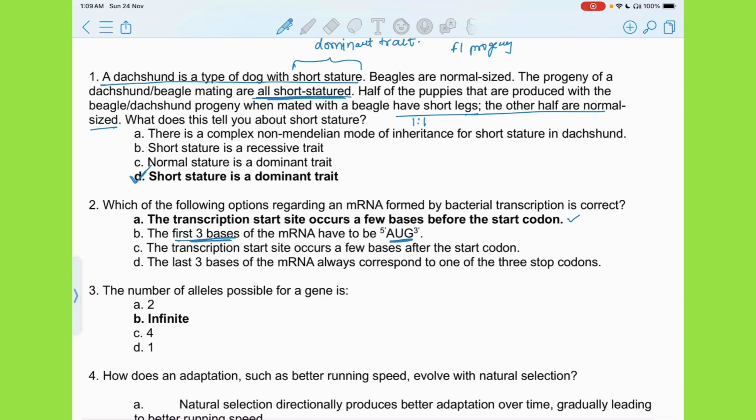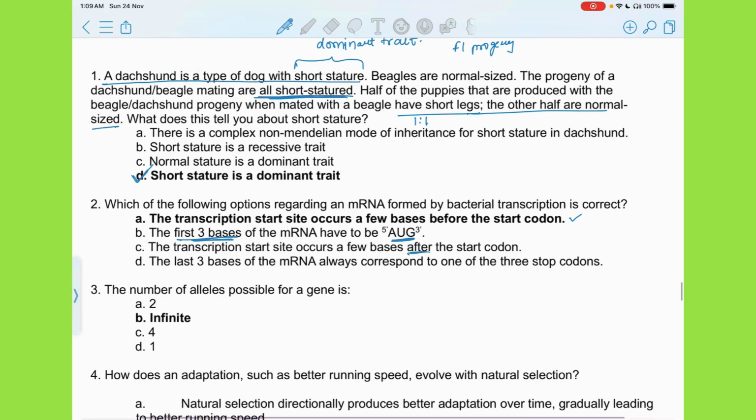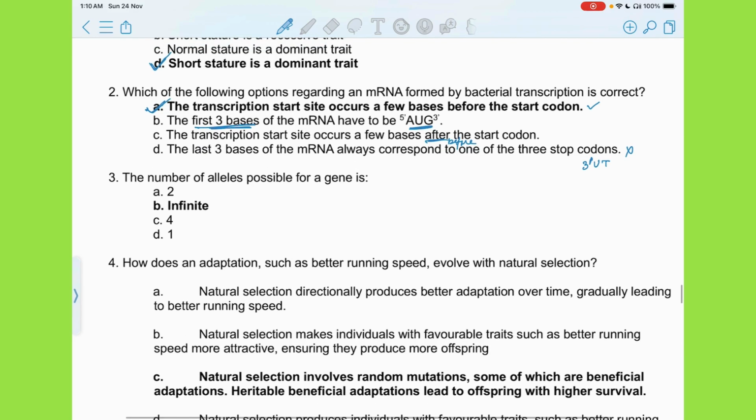The transcription start site occurs a few bases after the start codon. No, it's not after, it's before. The last three bases of the mRNA always correspond to one of the three stop codons. No, this is invalid because at the very end we have the 3' UTR region of the mRNA. So the correct option is option A. The next question is very easy.